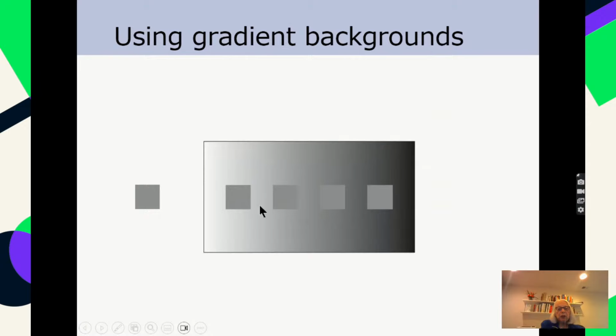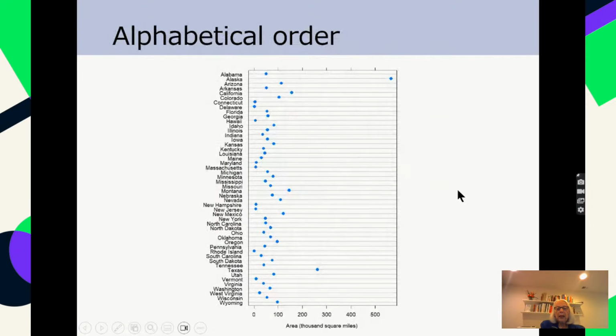Gradient backgrounds are a problem. All 4 squares in this are this color, but they look darker on a light background than they do on a dark background.